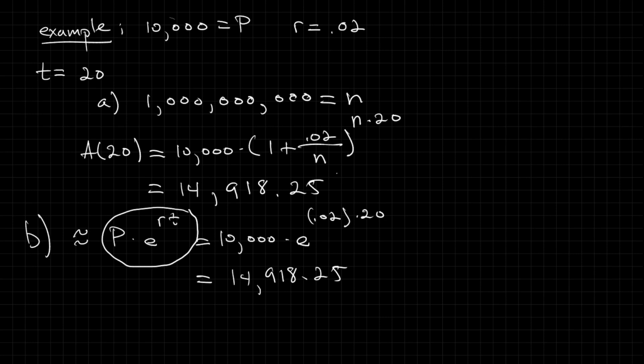Now, because this P e to the RT is so close to the end result of your money when you compound a lot, we call this continuous compounding. So this is the formula for if you were to compound your money all the time, every second, every microsecond of every day.